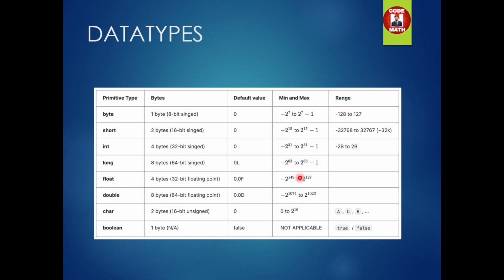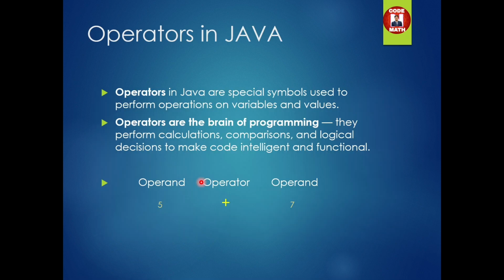So this was all about the data types sizes. Okay. So now let's move to the operator. What are operators in Java? So operators are the special symbols which are used to perform the operations on variables and values. For example, we can say that operators are the brain of the programming, means it helps for performing the calculations, comparison, and some logical decisions.